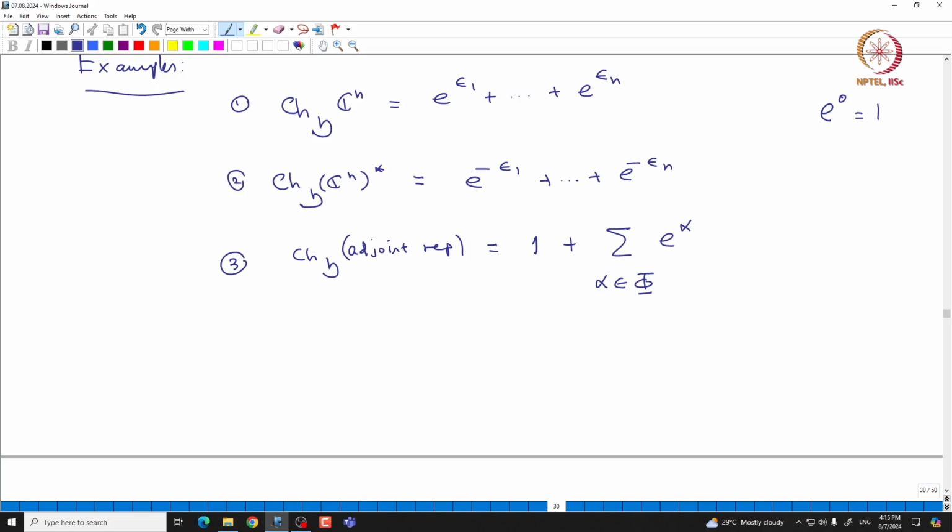Now it is not hard to see how to compute, for example, the characters of symmetric powers and alternating powers and so on. Maybe I leave it as an exercise: compute the character of the symmetric square Sym 2 of C n, and the character of Alt 2 of C n.